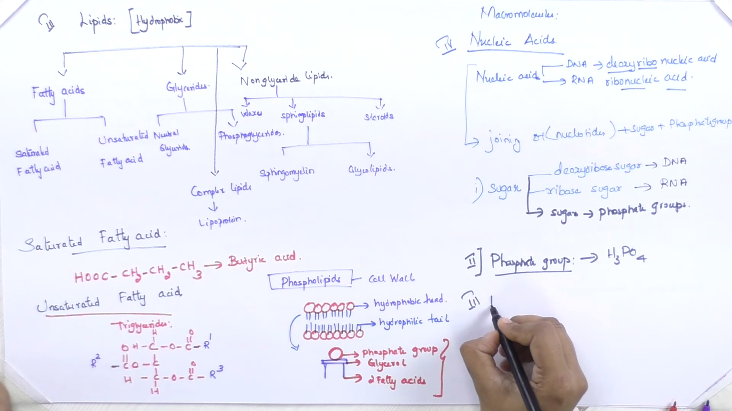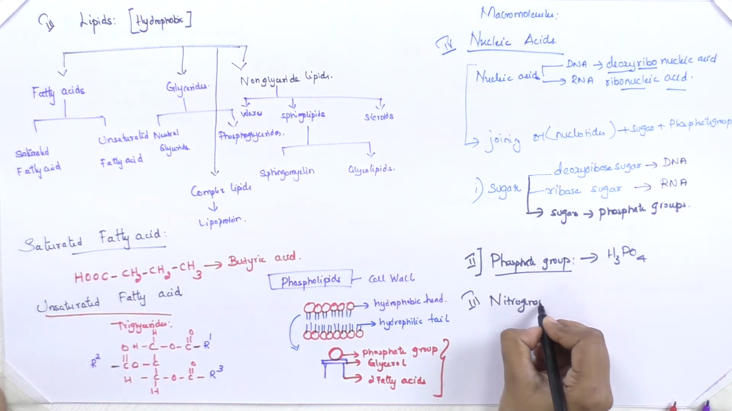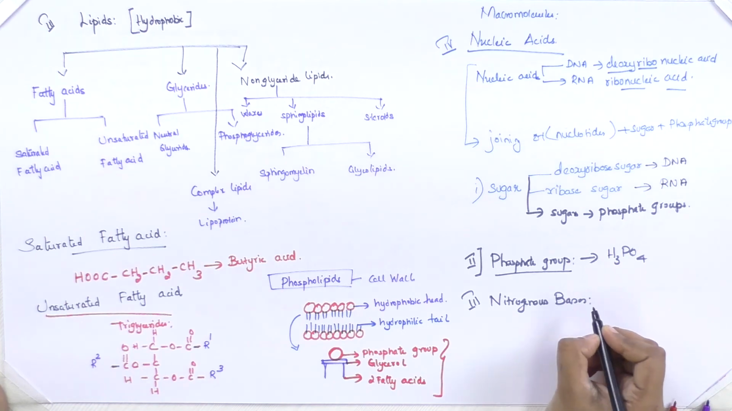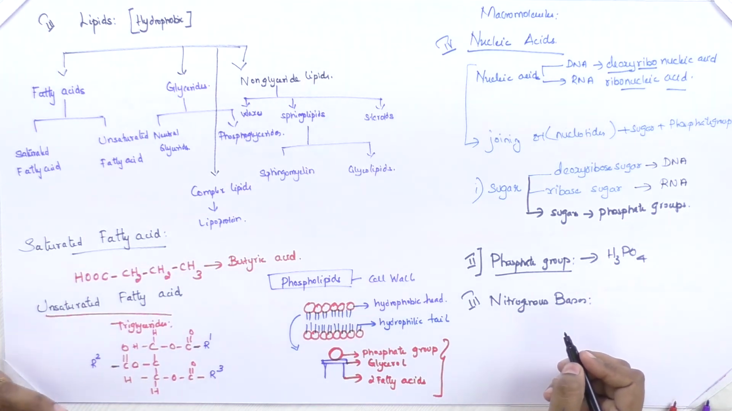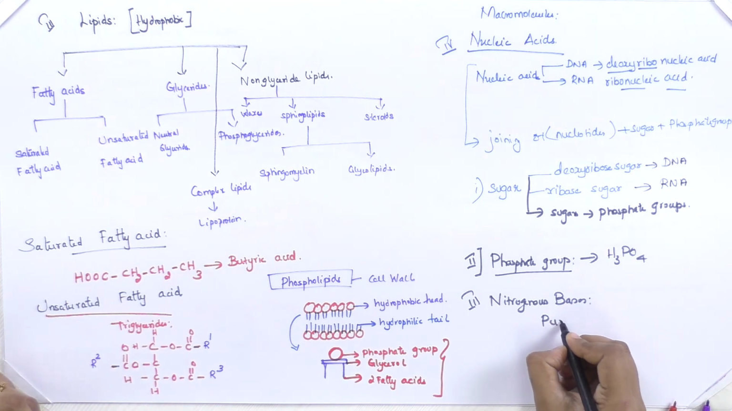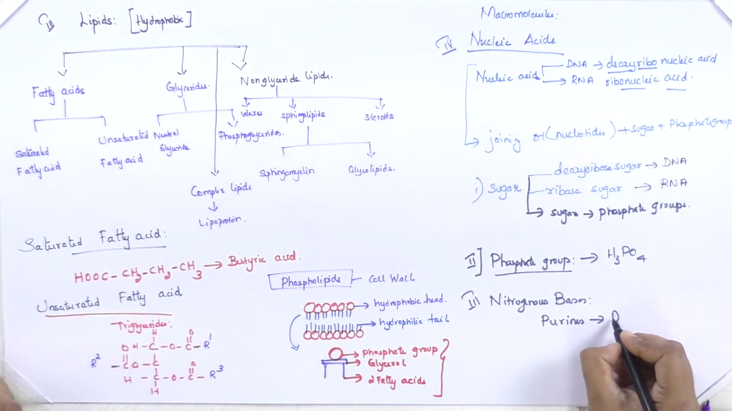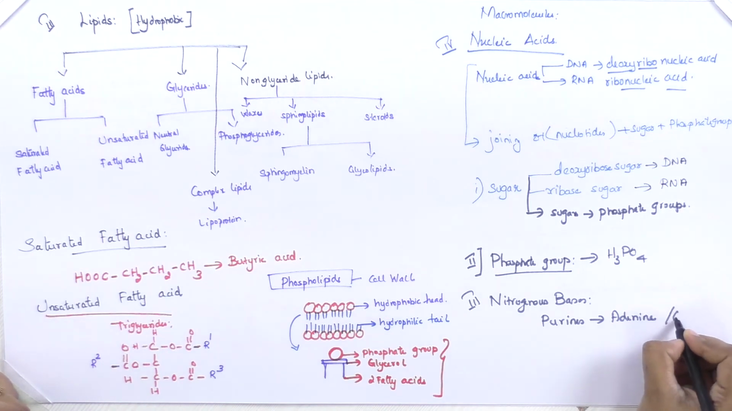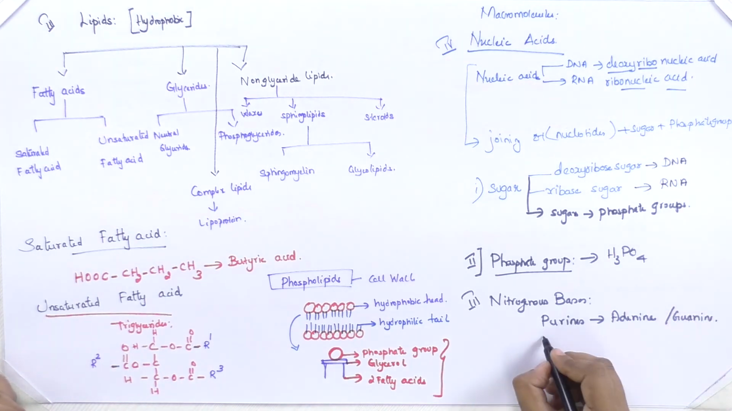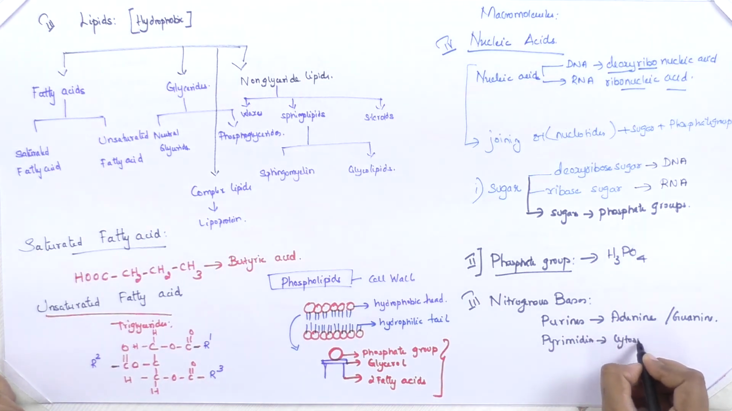Next come the nitrogenous bases. Nitrogenous bases are divided into two categories, purine and pyrimidine. Purines are made up of adenine and guanine. Pyrimidines are made up of cytosine and thymine. So adenine, guanine, cytosine and thymine are the nitrogenous bases seen in nucleic acids. There are three main components seen in nucleic acids: phosphate, sugars and nitrogenous bases.